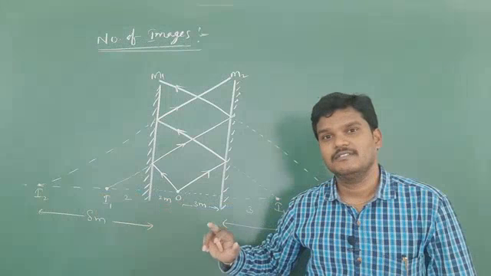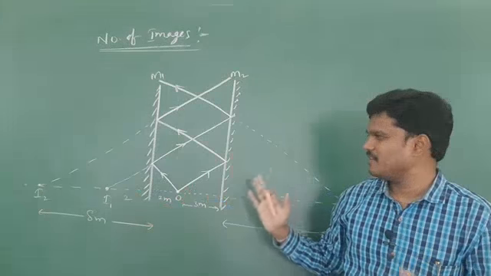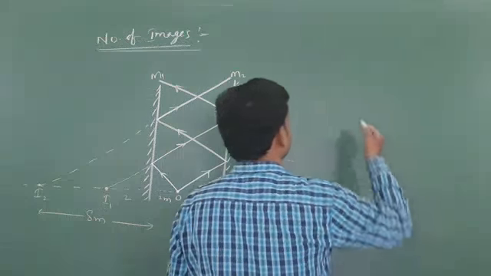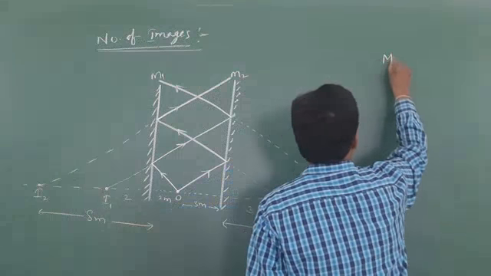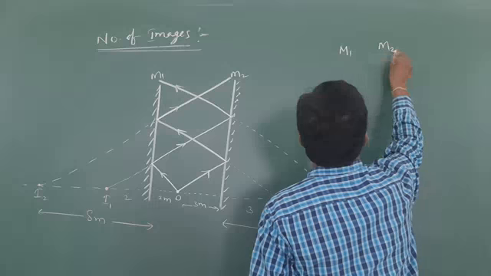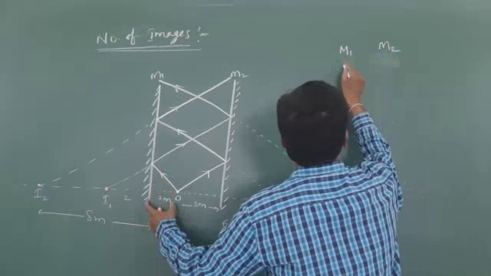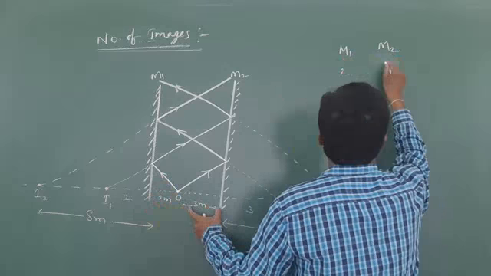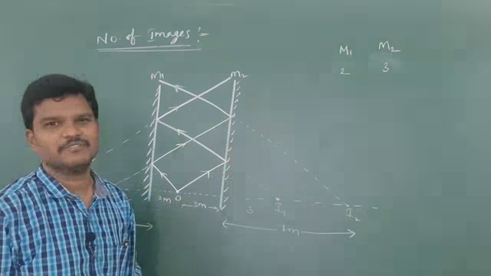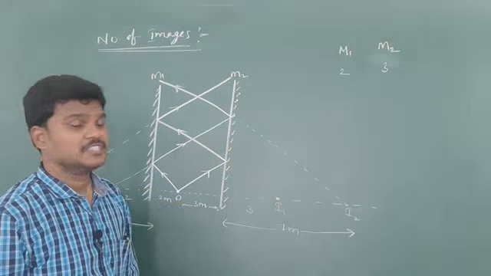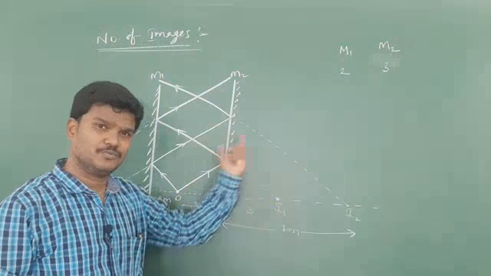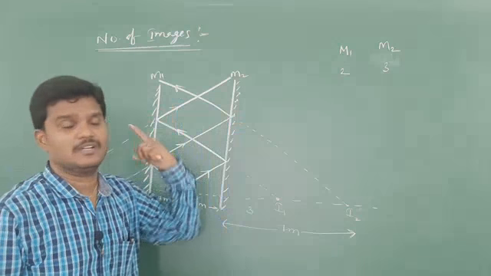Okay, so instead of drawing all these things, let us follow the simplest technique. I will give you one simplest technique. Just draw M1 M2 like this. M1 is at a distance of how much now? 2 meter. M2 is at 3 meter. Do some simple mathematics. This simple technique gives the distance of the first image from the first mirror, second image from the first mirror, third image, fourth image, fifth image, sixth image, and so on.